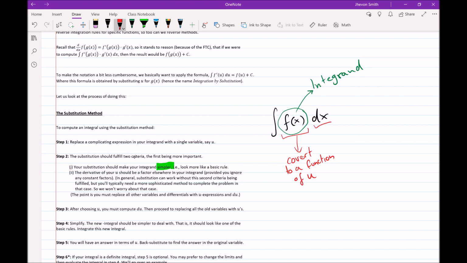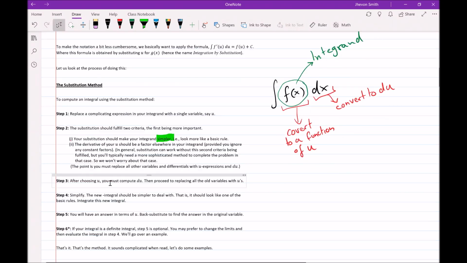And then you're going to have to convert to du. So you're literally substituting away the variable x, right? Everyone is going to be in terms of u's. You're going to get a new integral where u is going to be the variable, okay? So after you've chosen your u, it's going to be equal to some expression. You're going to find the derivative, which is going to help you replace the dx part of this integral, okay?